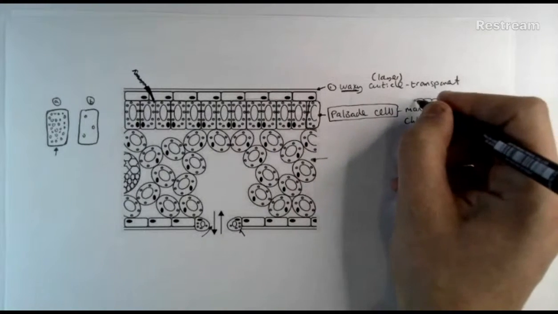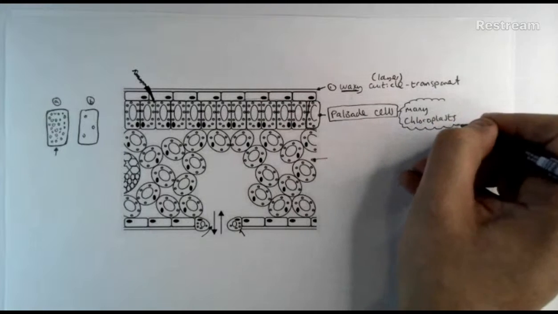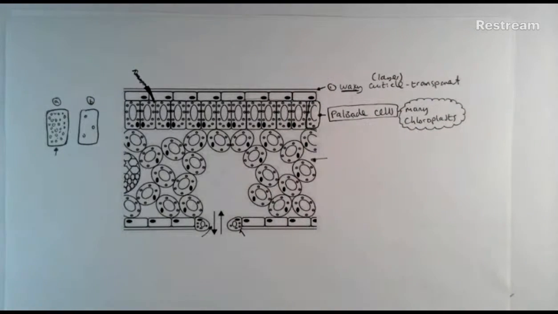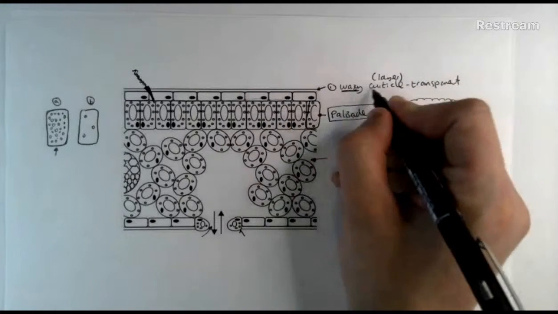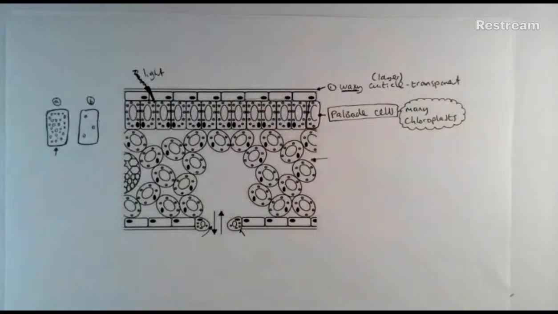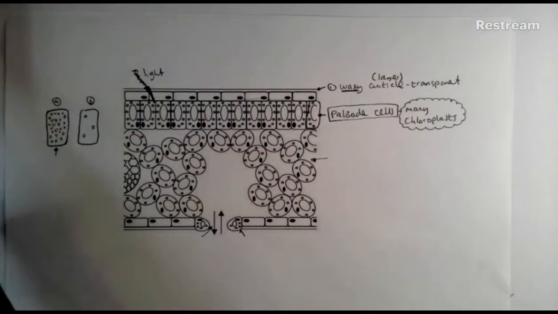So in an exam, if you're ever asked about adaptation in the leaf, the palisade cells have got many chloroplasts to increase the rate of photosynthesis. So let's go back. The waxy cuticle is transparent to allow light through. And those are the first two adaptations of the leaf.